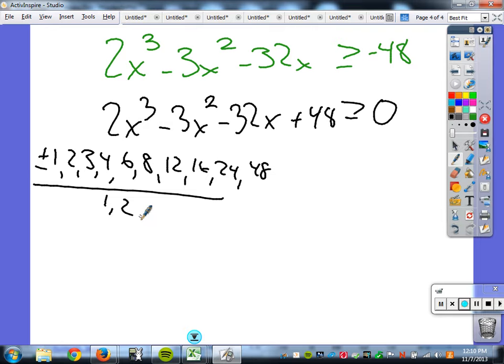Is 1 a 0? How do you tell, Garrett Mills? Plug it in for x, is that what you're saying? Or what's the rule that I showed you guys you could do? Add the coefficients, right? So what's 2 minus 3? Negative 33 plus the 48 does not get me there, but I'm at 1, 16.